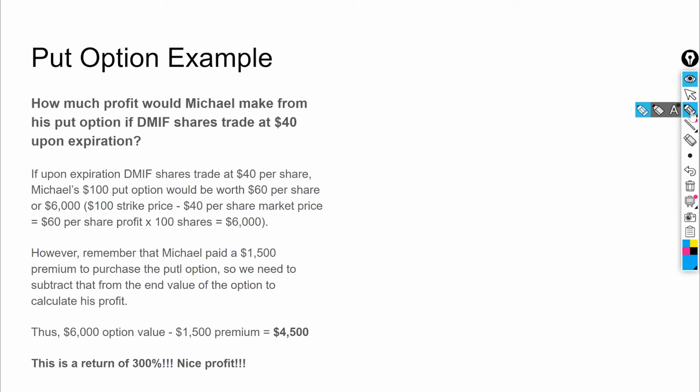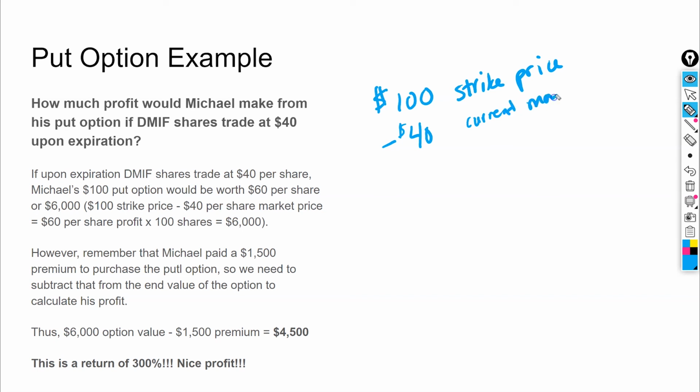And so to calculate the value of this put option, we need to take the strike price, which is $100, and then subtract the current market price of 40, and that difference is $60. So if you have a piece of paper that allows you to sell 100 shares at 100, the market will pay up to $60 a share for that piece of paper if the shares are currently trading for 40, right?